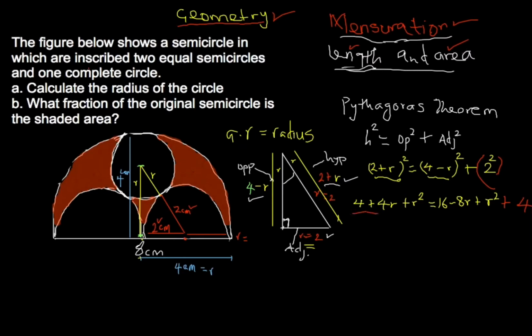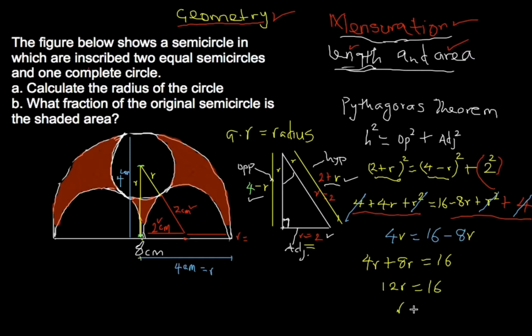This is the left hand side, this is the right hand side. So we'll take away what is in the left hand side and take away the same thing from the right hand side. There's 4 here, we throw it away and come here and throw this 4 away. There's r squared here, we throw it away and throw this r squared away. Then what are we left with? 4r equal to 16 minus 8r. Now we collect like terms, so we have 4r plus 8r equal to 16. Then from here I have 12r equal to 16.